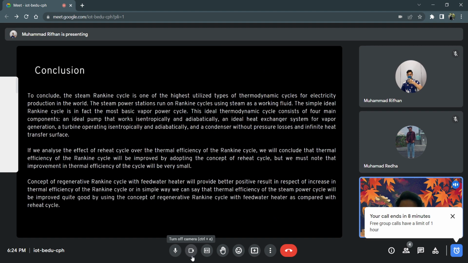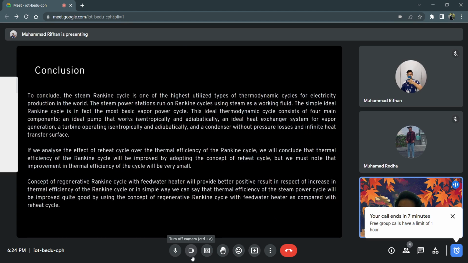This ideal thermodynamic cycle consists of 4 main components: an ideal pump that works isentropically and adiabatically, an ideal heat exchanger system for vapor generation, a turbine operating isentropically and adiabatically, and a condenser without pressure loss and with infinite heat transfer phase.